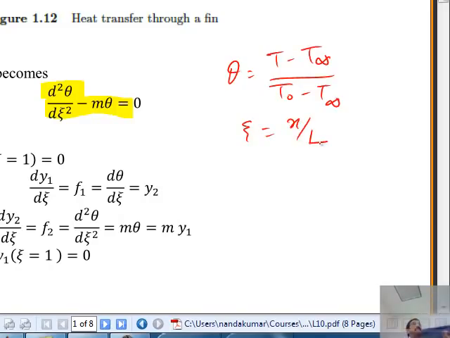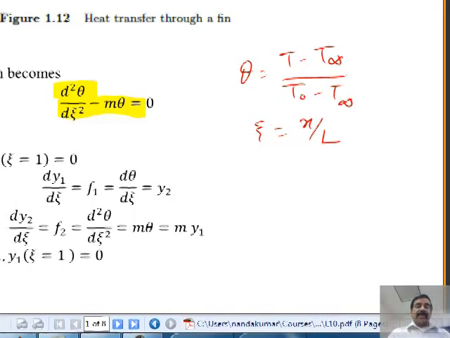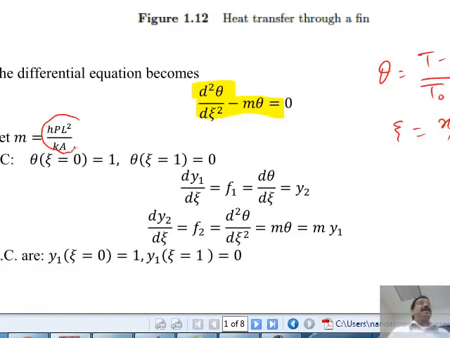Now in this problem, T0, T infinity, L, they are all parameters. They are numbers, okay? And when we did that, we combined all the parameters into a single parameter. That's the main advantage of going through a dimensional analysis. So this problem effectively depends only on M. No matter what combination of h and k and A and P and L you have, if it gives you the same M, the solution is going to be the same.